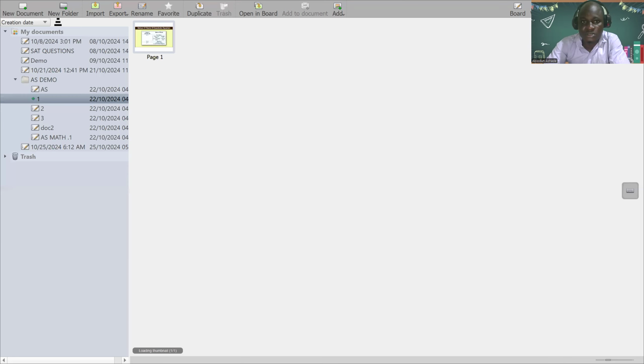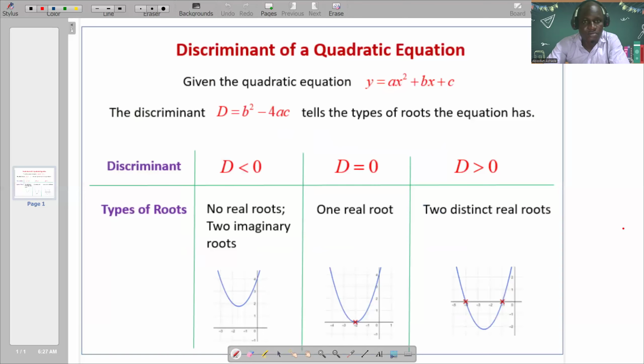Now, let's try to view it graphically. You can see graphically that when our d is equal to 0, we say we have a real and equal root. You will see the graph.